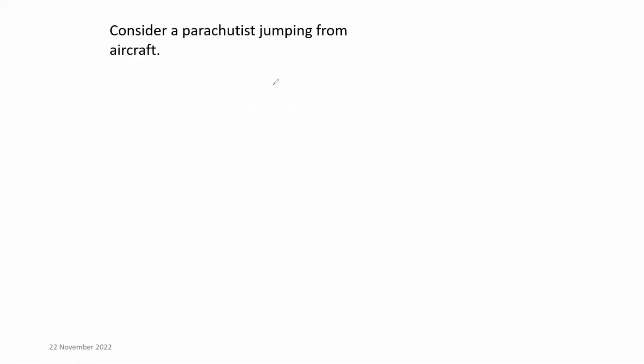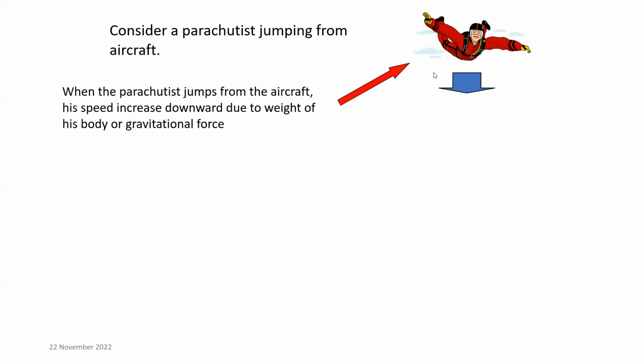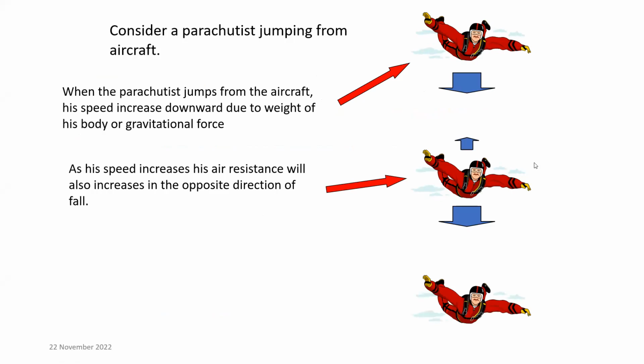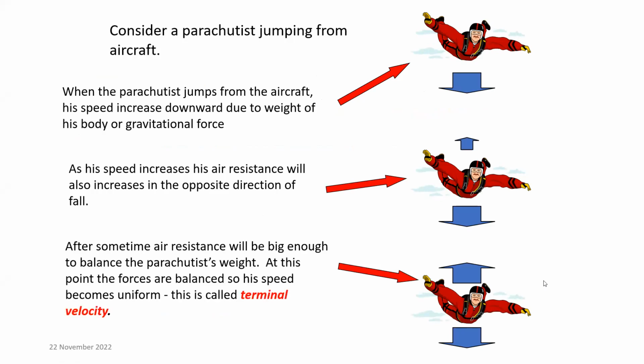So consider a parachutist jumping from the aircraft. Initially, the weight is acting downward. As he is moving, his speed increases, so air resistance will also increase. But still, he will accelerate because there is a resultant force downward. Then the weight balances with the air resistance. At this moment there is no resultant force, so he will move at a terminal speed.